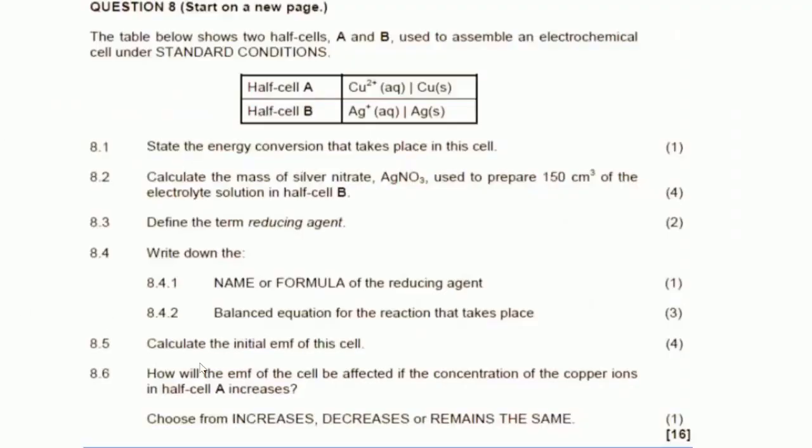Then 8.6 says, how will the EMF of the cell be affected if the concentration of the copper ion in half cell A increases? It goes back to what I said in the previous question. Remember, this is the anode and this is the cathode. Now the concentration is increased in the anode. Because of my formula, E cell equals E cathode minus E anode, if we are increasing the anode, this will negatively impact the E cell. So the E cell will decrease. The answer should be decreases.